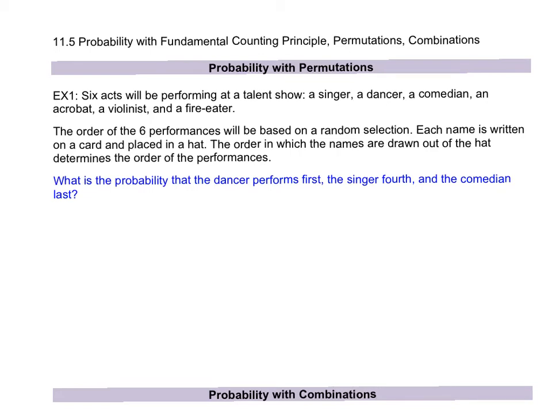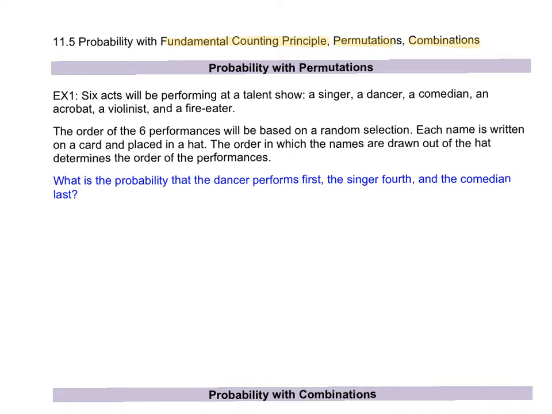In this section, 11.5, we're going to continue on with computing probabilities. We're going to look at permutations, combinations, and the fundamental counting principles. So 11.1 through 11.3, those counting methods. We're going to apply those to probabilities in this section. This is actually not a very long section.